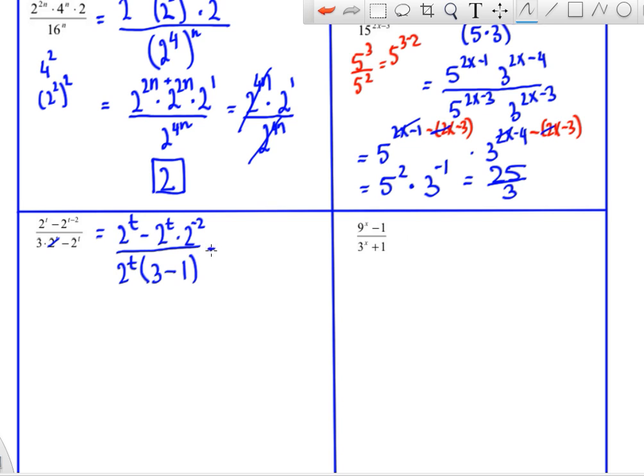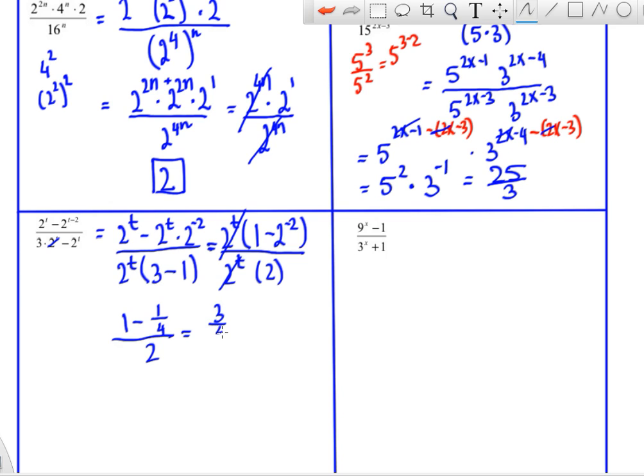Okay. Well, now I can do 2t over here, and I can take that out, so 2 to the power of t. So that leaves you a 1 minus 2 to the negative second, divided by 2t, and 3 minus 1 is 2. So those cancel. So that becomes 1 minus, and that's actually a 1/4, divided by 2.